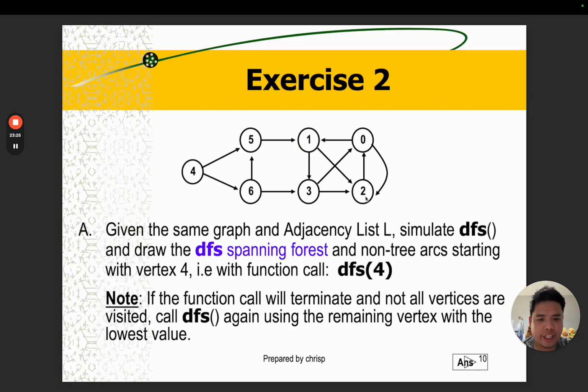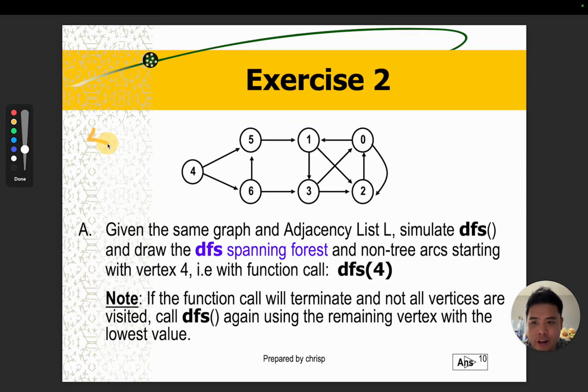1 has 2 adjacent nodes, 2 and 3. I go to the smaller node, that's 2. How many adjacent nodes does 2 have? Only 0. So I'll go to 0. And I will only go to the next vertex if it's not yet visited. So I think I should write this down.